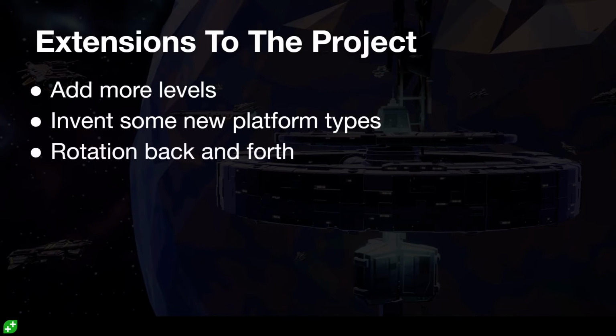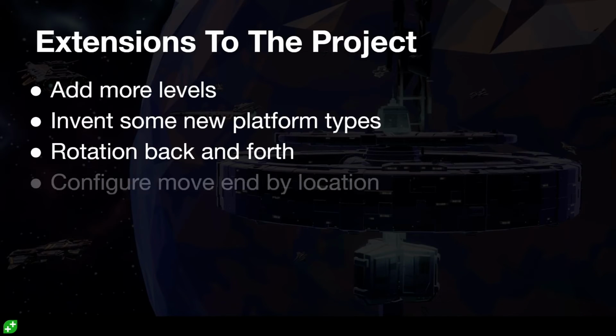Then rotation back and forth might be something you want to try and implement within code and see if you could think of a way of doing that. Configuring a move by its end location instead of the distance moved by a platform. You could try seeing if you could figure that out. This is probably for those of you who are more familiar with programming already, though. So if you're not confident with any of these, obviously wait until later on in the course. You can always circle back to this project and improve it later on.